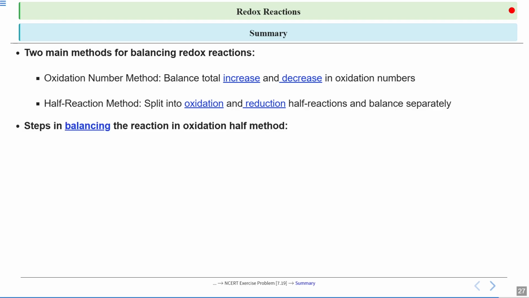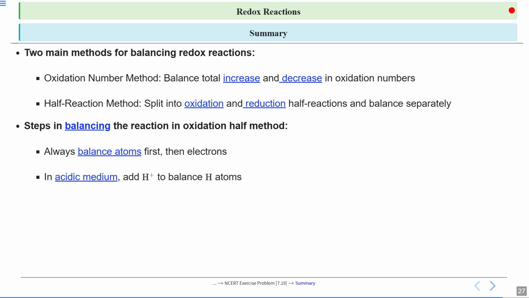Now the steps in balancing the reaction in the oxidation number method. As in solving the question, we have encountered that there are mainly 7 steps in a sequential manner that we have come across. So if we follow those particular 7 rules, we will solve the question or balance the chemical equation in a particular manner. So in the first one, we will balance the atom first and then the electron. We will also keep in mind that if the reaction is taking place in acidic medium, we'll add H positive to balance the hydrogen atoms. While in the basic medium, we will add OH negative to balance the charges.